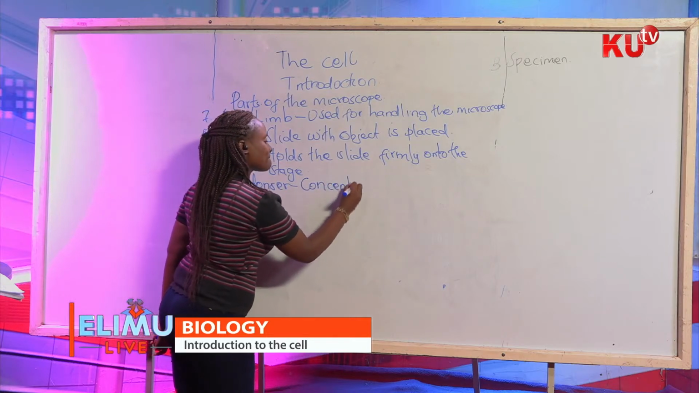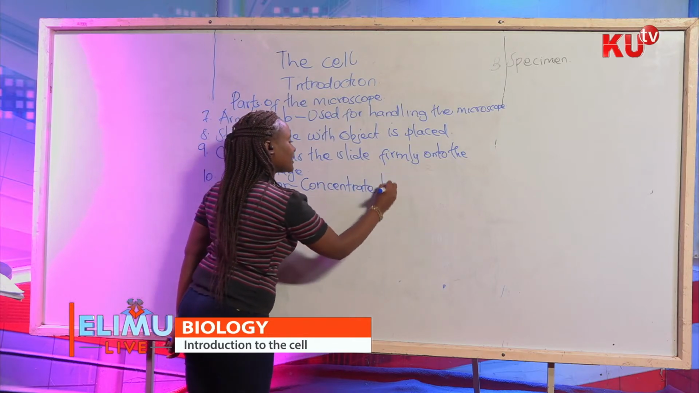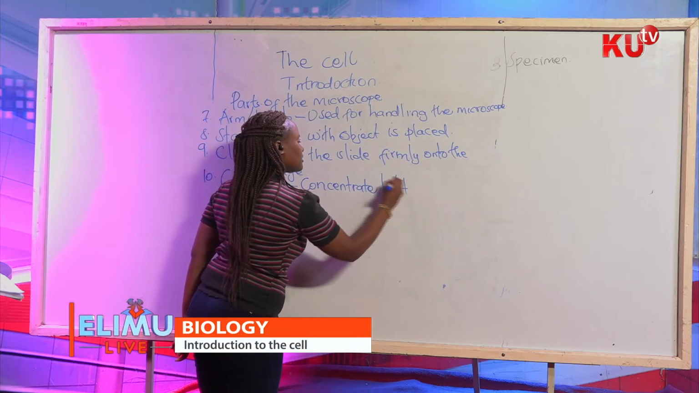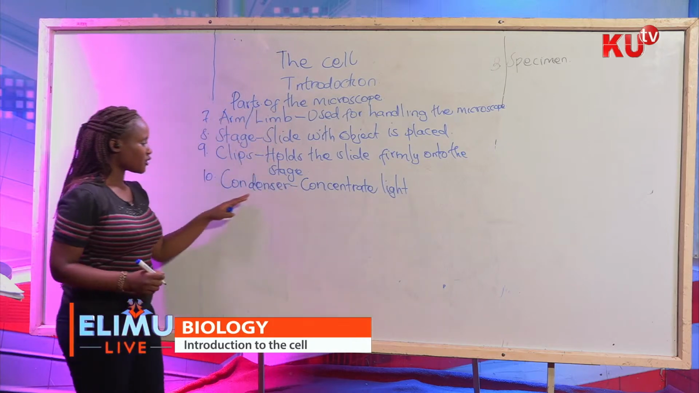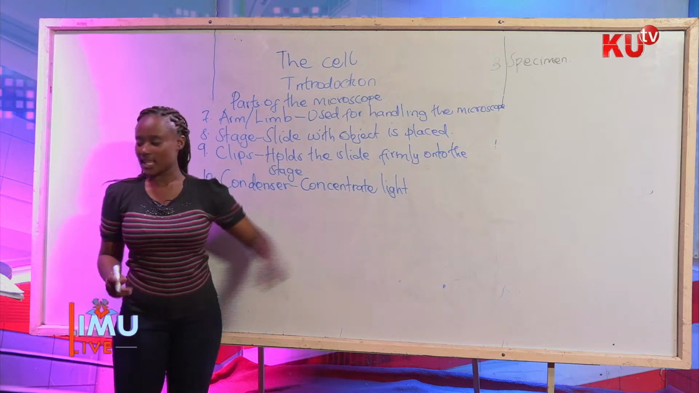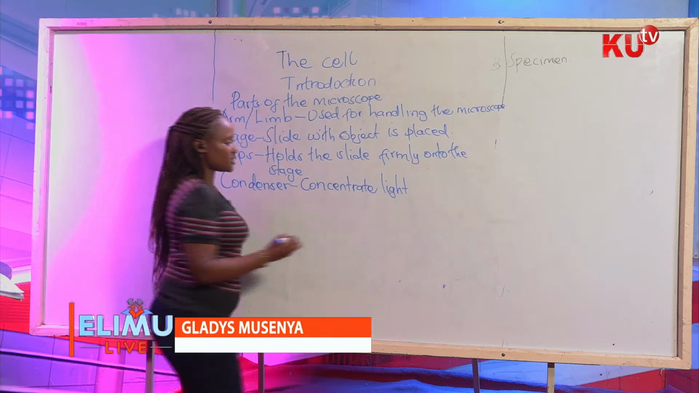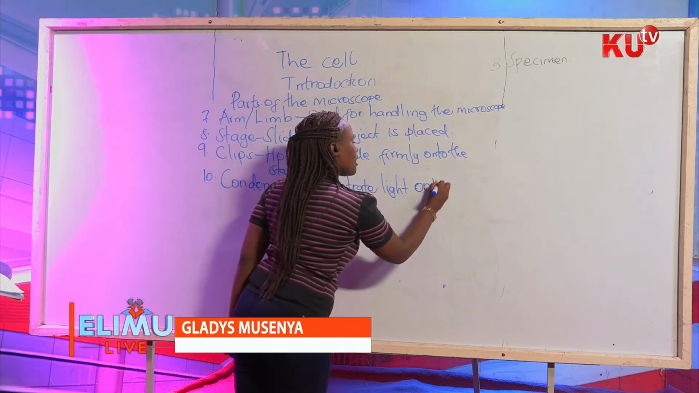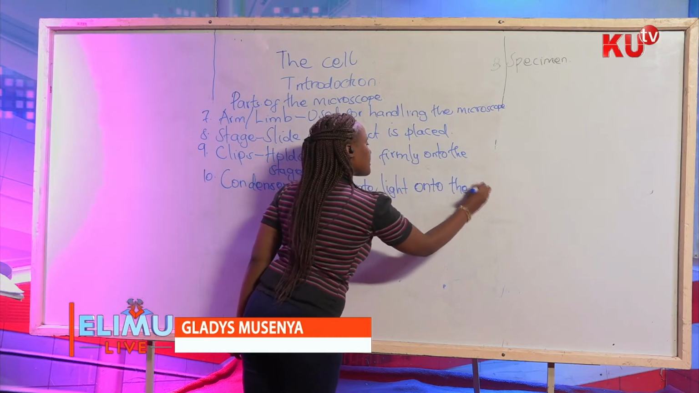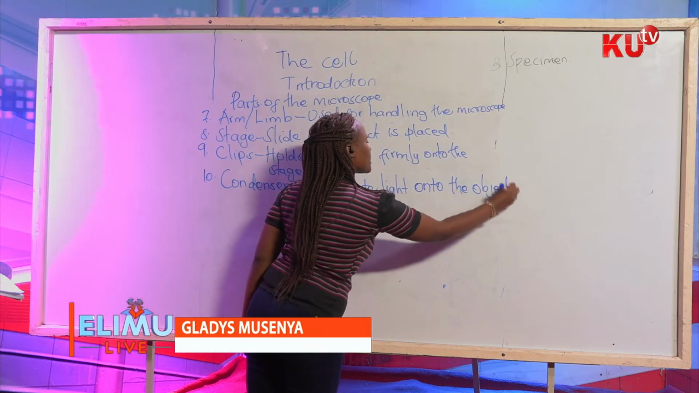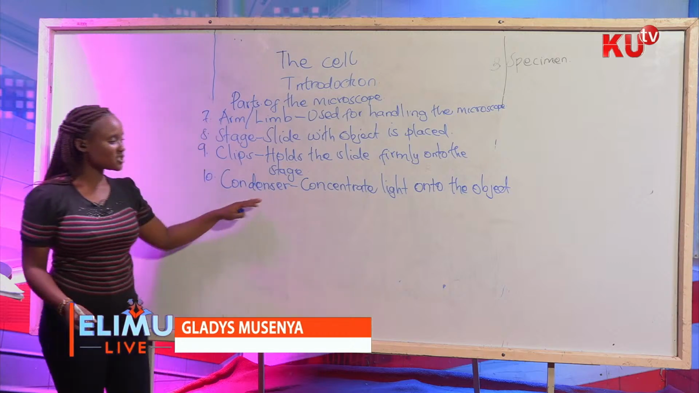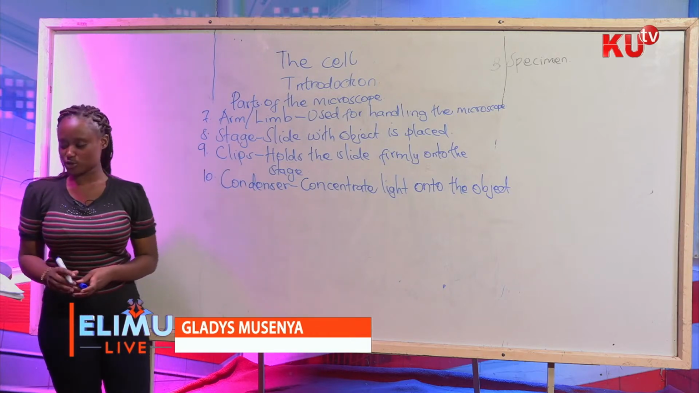Concentrates light. The work of the condenser is concentrating light onto the object. So, the condenser concentrates light onto the object.